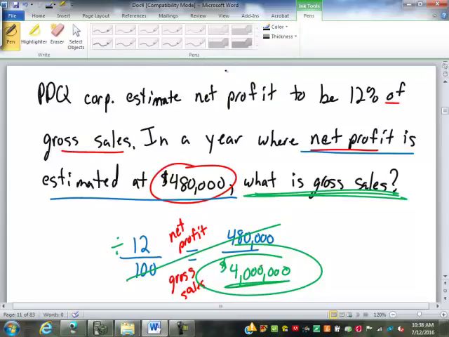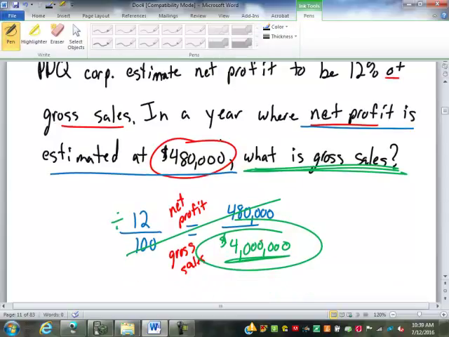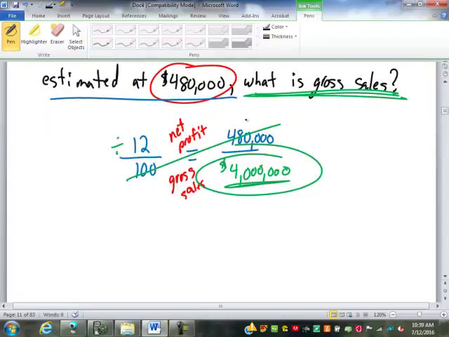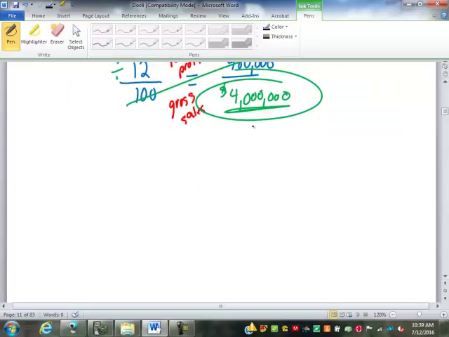I'd settle for that. Of course, you're going to lose half of that 480,000 in taxes. True.